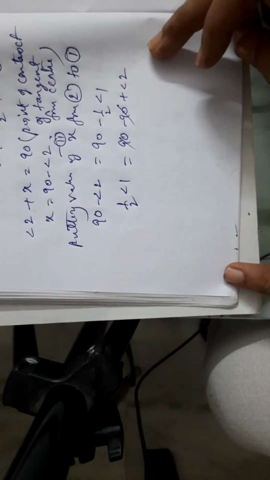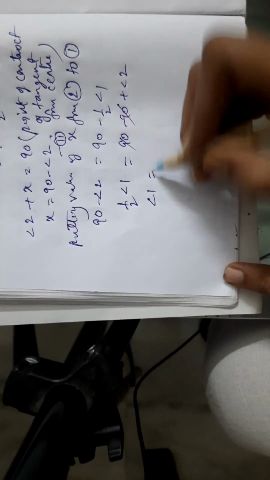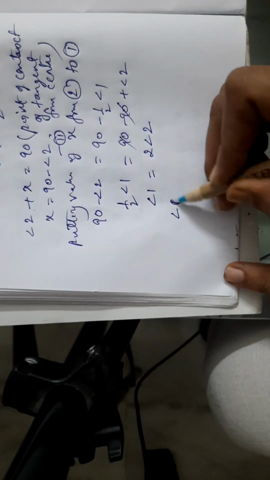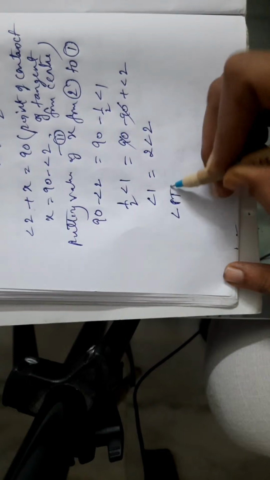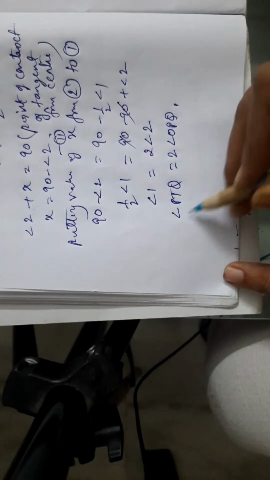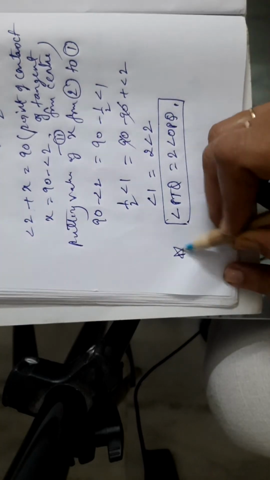Now having cross multiplication, angle 1 is twice of angle 2. Angle 1 is nothing but angle PTQ, which is equal to 2 times of angle OPQ. So this is a very important question of this chapter.